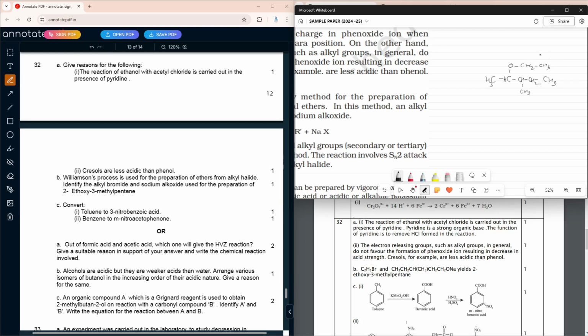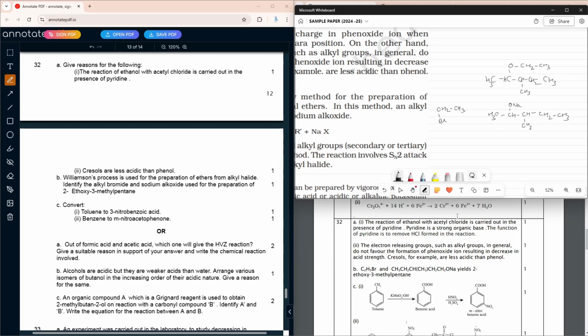So since it prefers to use primary alkyl halides, this is going to be CH3CH2Br. Okay, so this is going to be the primary alkyl halide. The next one is just going to be this with ONa. So CH3, CH, CH, CH3, CH2, CH3, 1, 2, 3, 4, 5, and then you have ONa. So these two are going to react to form the ether.